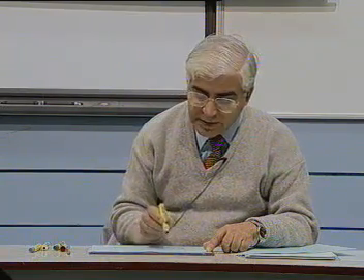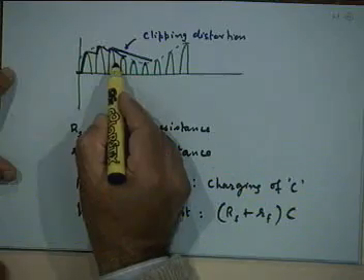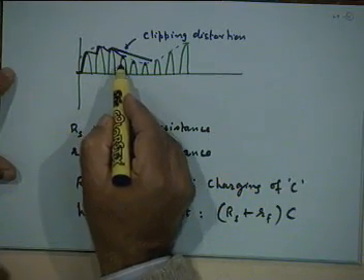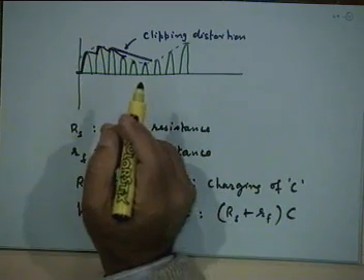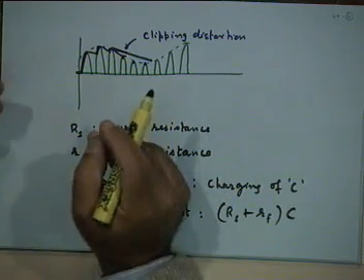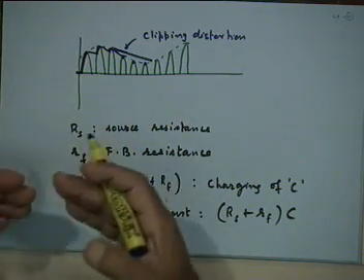So what condition should be satisfied for that? While this time constant should be much larger than 1 by FC, that is perfectly fine, but it should be much smaller than the rate at which the message signal itself can vary, right?